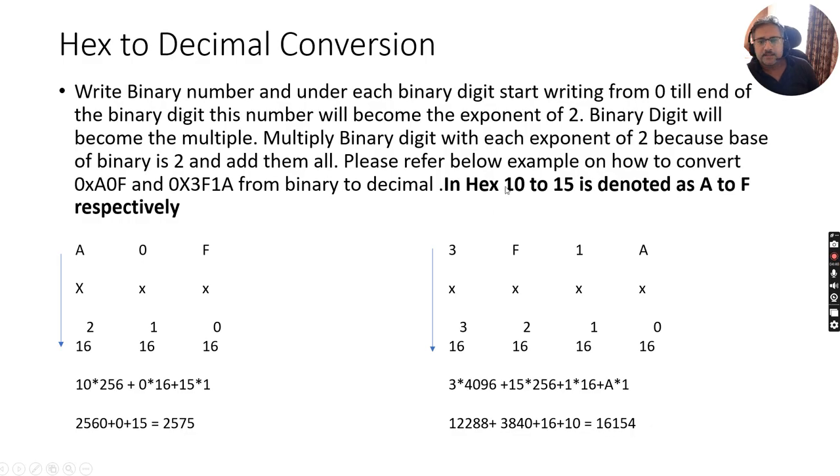In the hexadecimal system, 10 to 15 is denoted as A to F. 0 to 9 is as is, but from 10 to 15 it is denoted as A, B, C, D, E, F. That's why 16154 is represented as 0x3F1A.